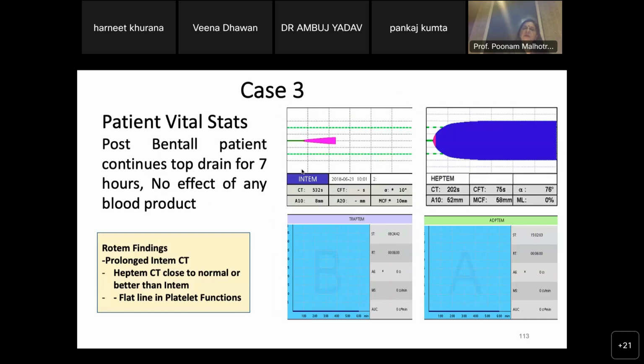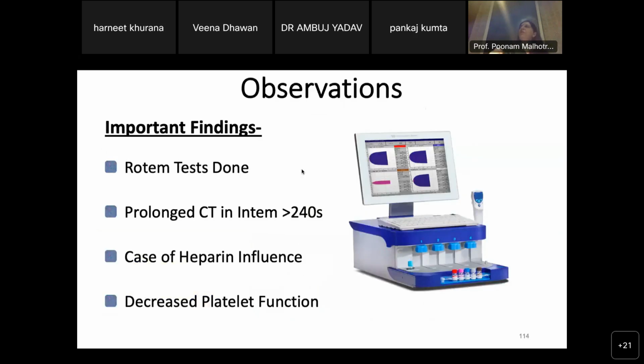Another patient post-ventral continues to drain for 7 hours, no effect of any blood product. We'd given PRBCs, we'd given FFP, we'd given PC and cryo, but no effect, and we'd given antifibrinolytics. What did we find here? We found in INTEM there is a prolonged CT. Okay, so it means the clot formation is not right. Then we saw also in INTEM that the MCF is less. The HEPTEM CT is very normal and flat line in the platelet functions here. Right? So this is a frank case of low platelet functions. There is no platelet to form the clot. The MCF is low. So this is a case of heparin influence also with decreased platelet function.